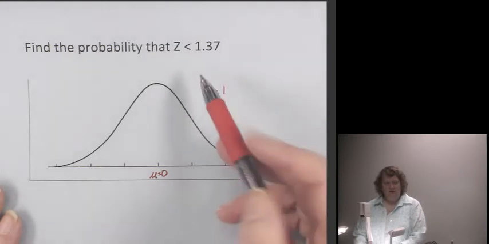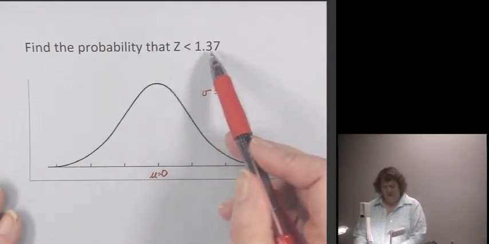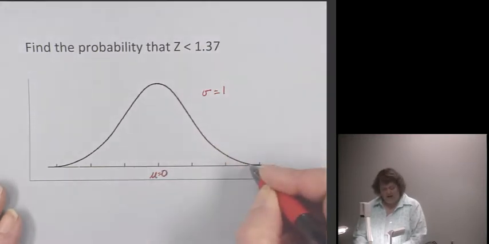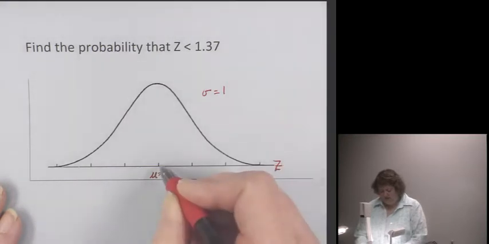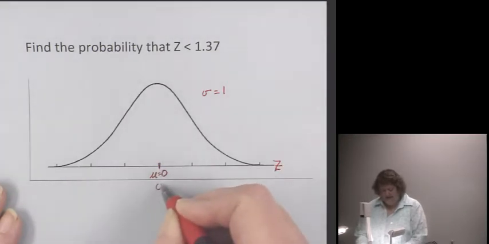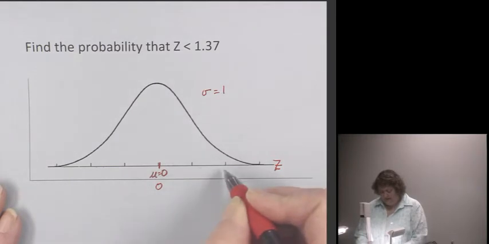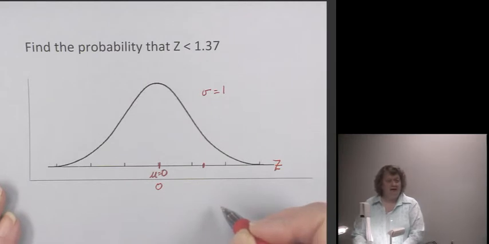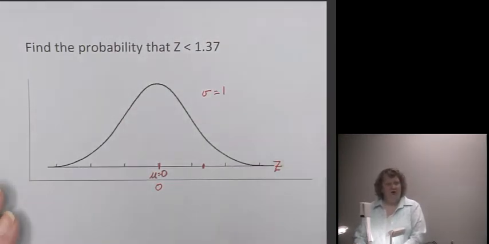So what we want to do is find the area where z is equal to 1.37. Each of these tick marks is representative of our z-scores. So that would be a z of 0. That would be 1. So 1.37 is going to be approximately here. Now, if we were drawing these without tick marks, I would draw these freehand, and they wouldn't have to be drawn to scale as much.